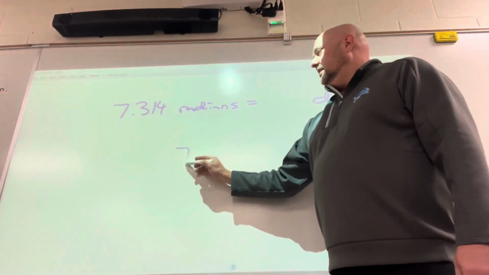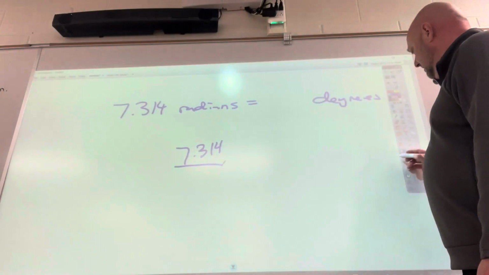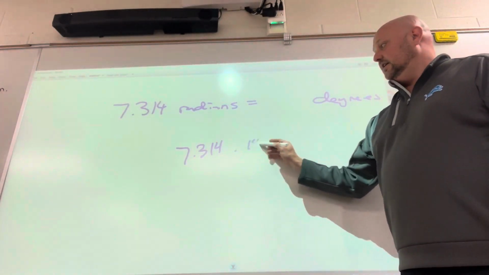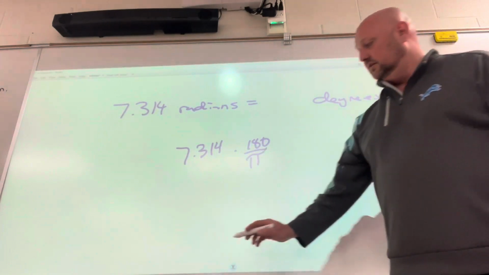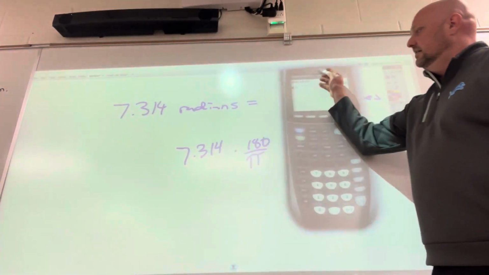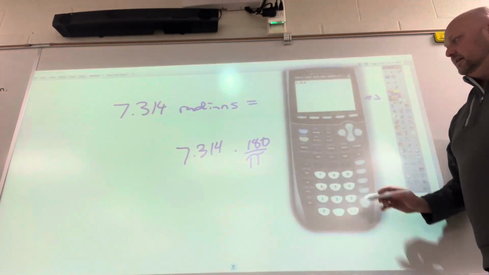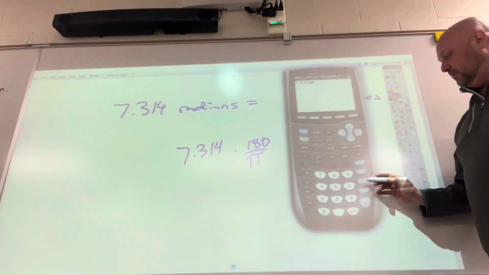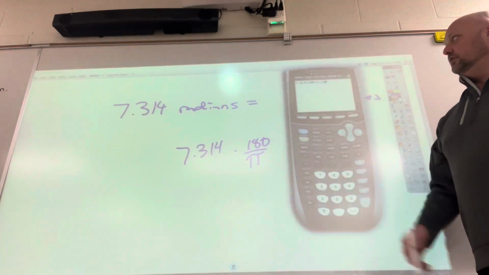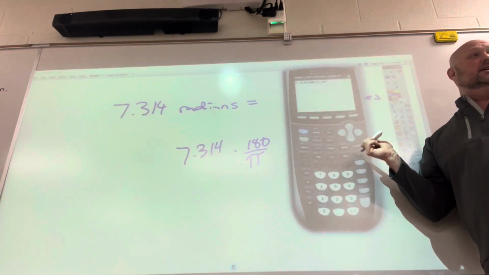Well, before I multiplied by 180 and divided by pi. Well, that's exactly what I have to do. I just grab my calculator and I type in 7.314 and I times it by 180 and then just divide by the 3.14. And you can use 3.14, you could use the pi button to be a little bit more precise.